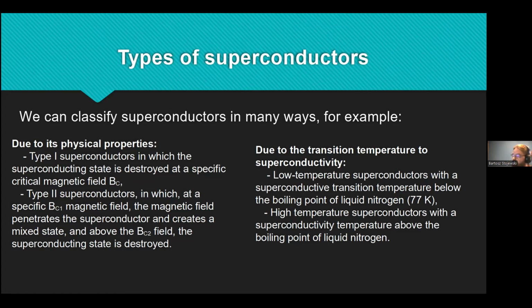Another classification is due to the transition temperature: low temperature superconductors, with a superconductive transition temperature below the boiling point of liquid nitrogen, which is 77 kelvins, and high temperature superconductors, with a superconductivity temperature above the boiling point of liquid nitrogen. Those are not the only ways to categorize superconductors, but for now it's enough.